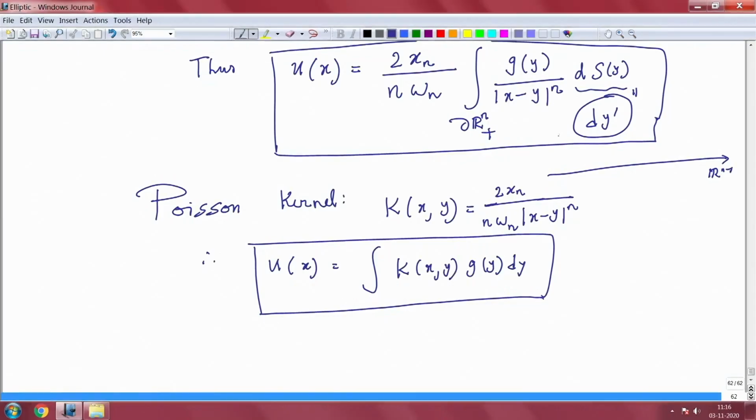So, these are all general comments. So, you have this kernel and then this is called the Poisson formula for the upper half plane. Okay. This is also the Poisson kernel for R n plus, everything in that, and then this is the Poisson formula for the upper half plane.